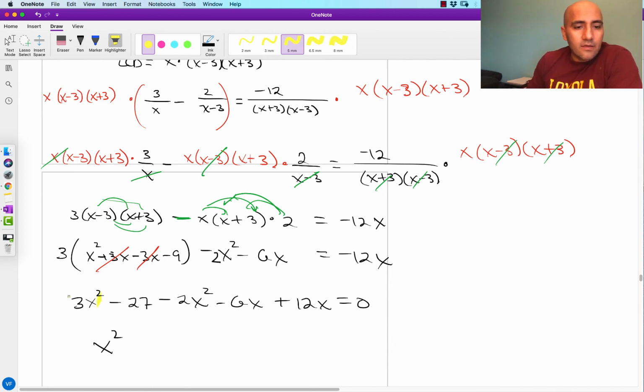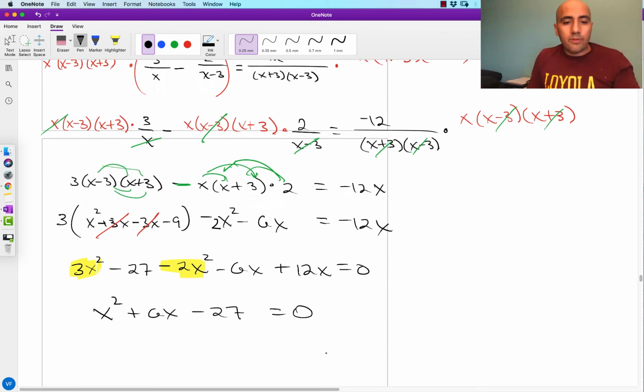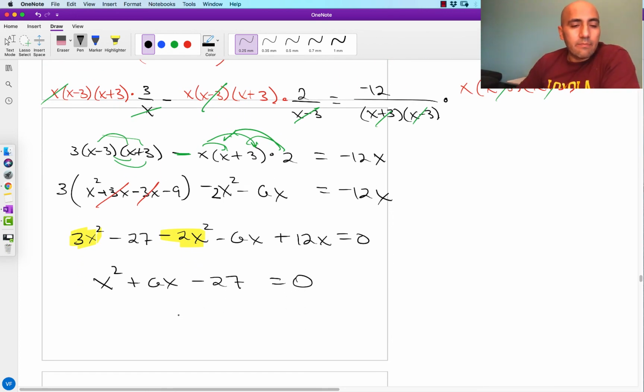That's combining this guy and this guy. That just gives me one copy of x squared. Then combining these two, I get a plus 6x minus 27 equals 0. So if I can think of two numbers that multiply to negative 27 but add to positive 6, how about (x plus 9)(x minus 3) equals 0.